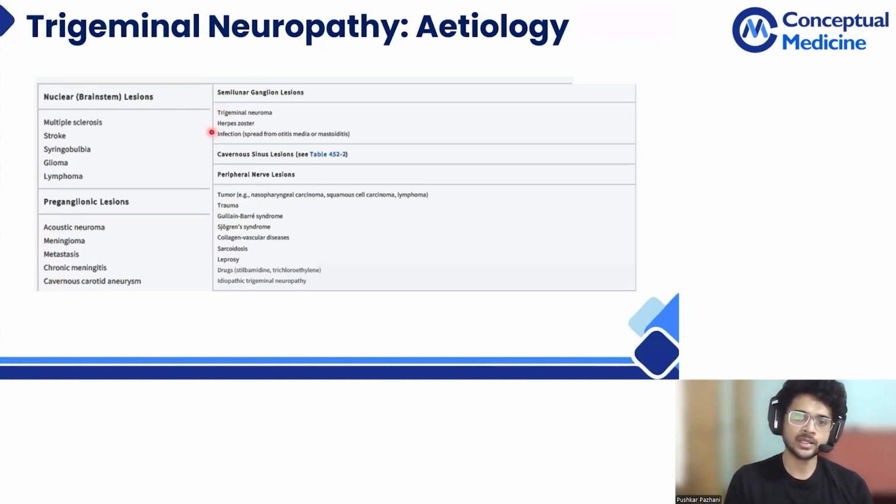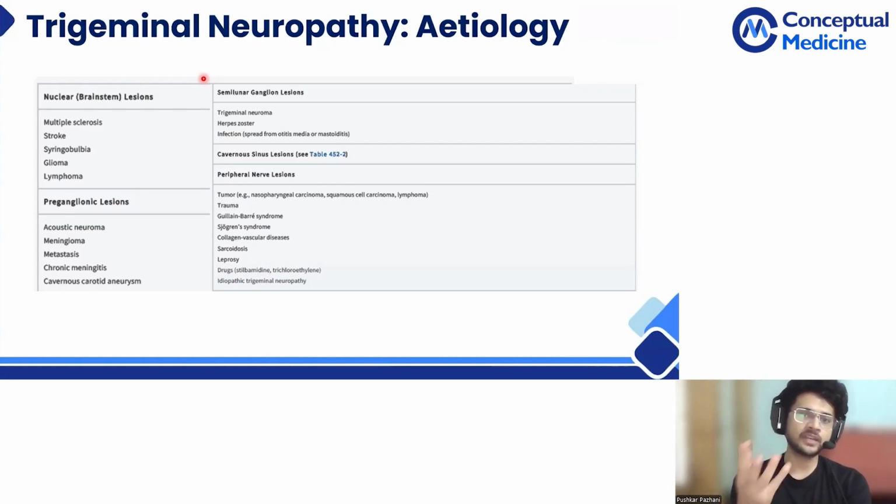Next is your trigeminal ganglion per se lesions. So your trigeminal neuroma, herpes zoster, and ENT infections which are spreading to involve the semilunar ganglion. Next, lesions of the cavernous sinus, because the cavernous sinus holds the ophthalmic division as well as the maxillary division of the trigeminal nerves. The mandibular division exits via the foramen ovale. It's not present in the cavernous sinus. So cavernous sinus lesions like cavernous sinus aneurysm or a cavernous fistula or a cavernous sinus thrombosis, thrombophlebitis can all cause an ophthalmic plus or minus maxillary division involvement because they are present in the cavernous sinus.